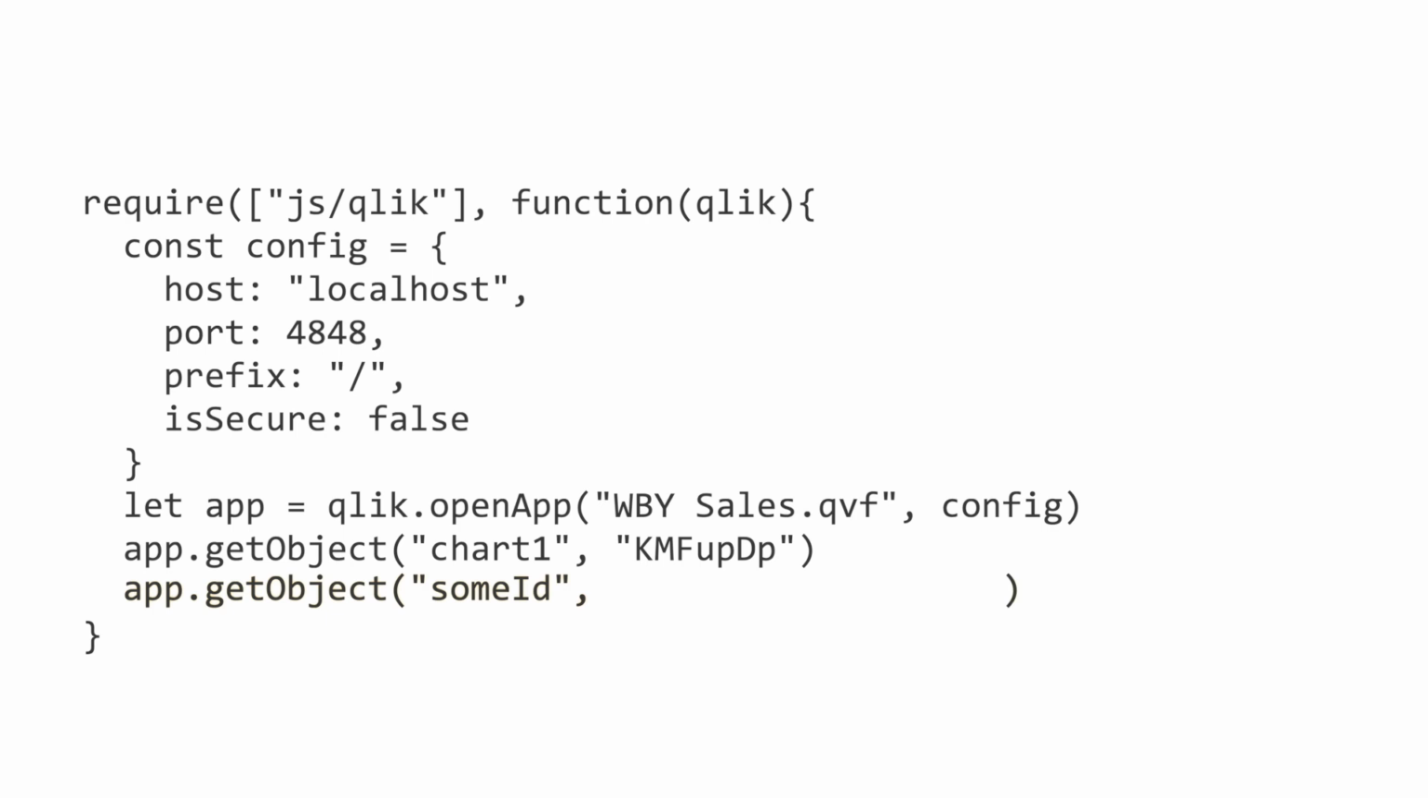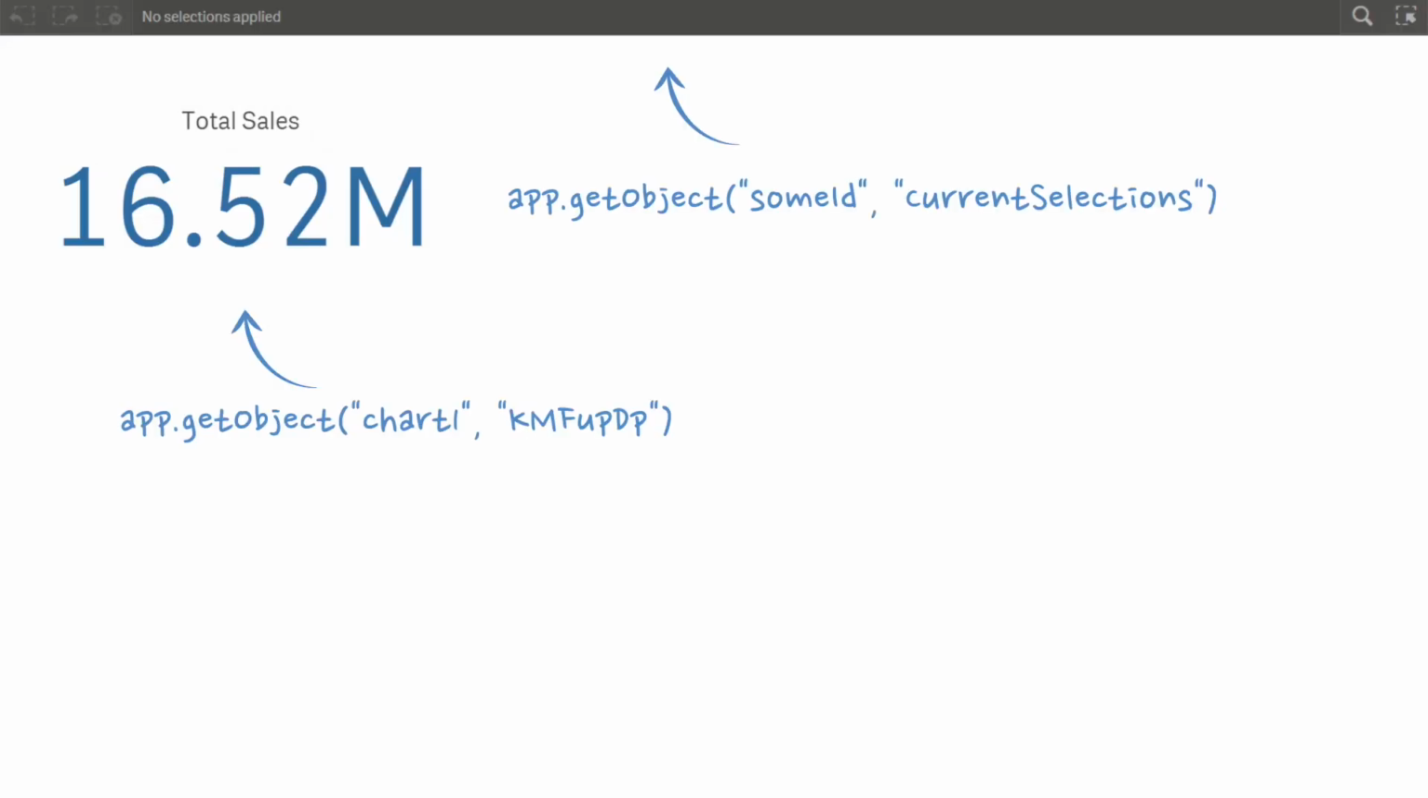We simply specify current selections as the Qlik object ID, and we'll get the full power of that search bar in our web application. Well, almost. The more recent visual search isn't available in the context of a mashup. Now it's time for you to try.